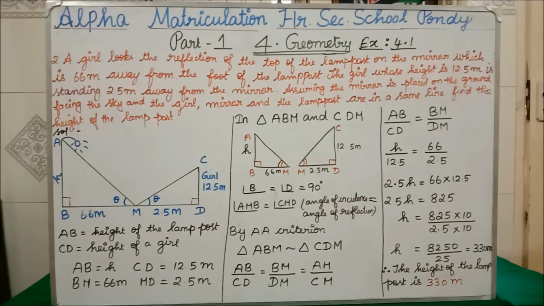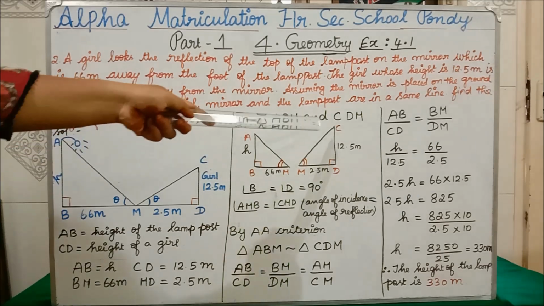First we are taking this triangle and separately this triangle. We want to show that these two triangles are similar. If the two triangles are similar, then we can easily find the height of the lamp post. First we will show that the two triangles are similar. Students, I have taken these two triangles ABM and CDM and drawn them separately.